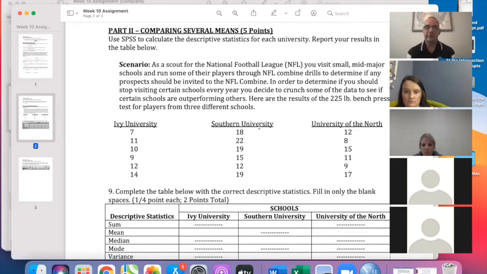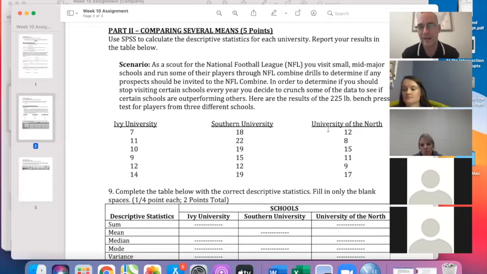Well, when we have multiple, in this case 3 or more groups, sometimes students will say, well, why couldn't I just run multiple t-tests? Couldn't I just run a t-test and determine if there's a difference between Ivy and Southern, and then Southern and University of the North, and then run a third t-test with Ivy University and University of the North? In statistics, you're more likely to run into some kind of an error estimate when we run multiple t-tests like that.